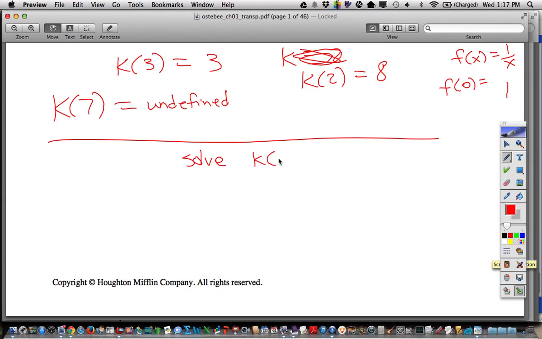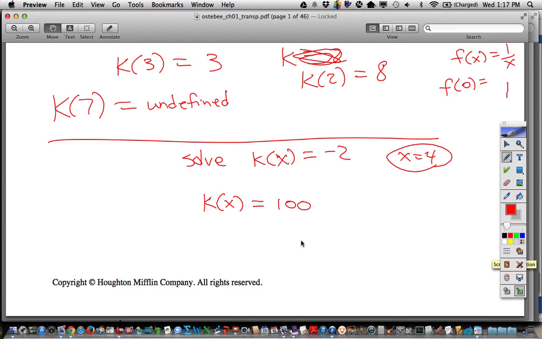Solve this for me. K of x equals -2. You would write x equals 4, right? K of x equals 100. Not undefined. What do you say when you're trying to solve an equation and there is no solution? No. Hey, I gave it away. You say no solution, right?